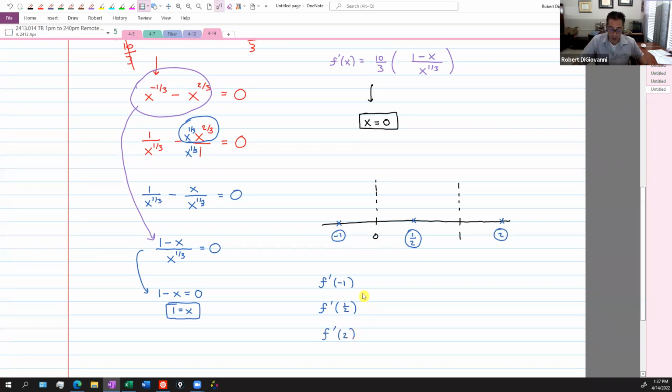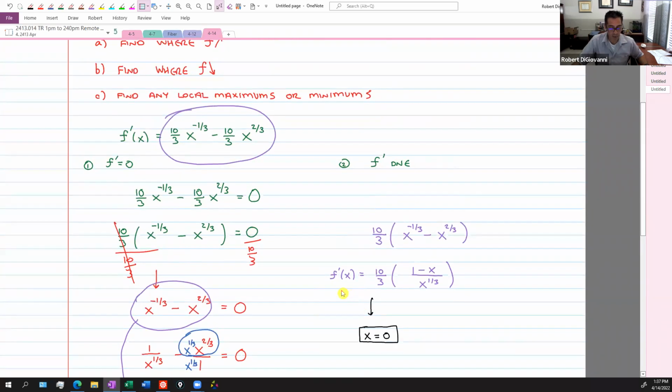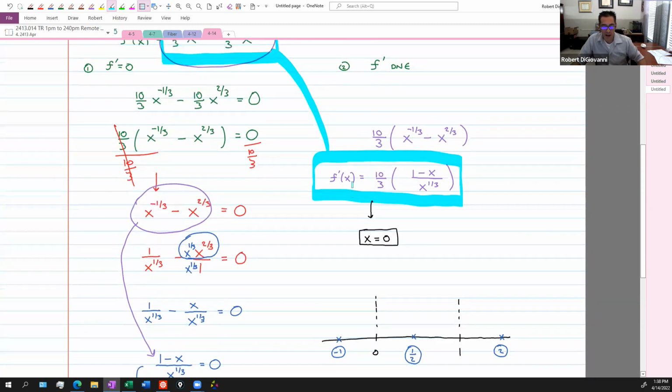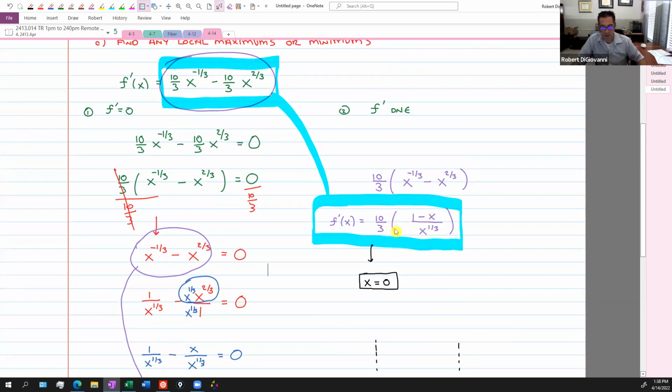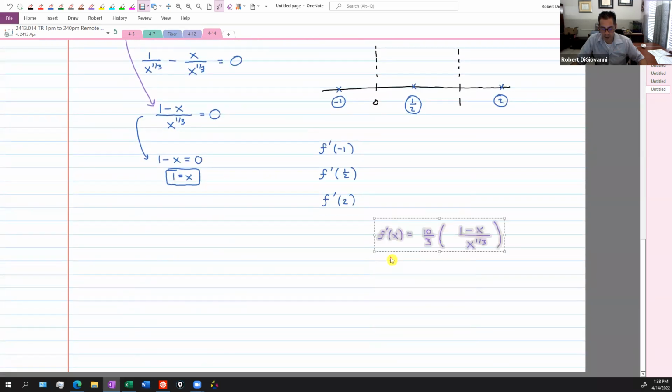Now, when I say plug these into the derivative, you've got to go back to the derivative, which we have a couple of versions of. I have this version of the derivative, right? That was the original version. But I also cleaned it up and made that version as well. I kind of like the second version over here because it would be easy for me to plug a number into this without having a negative exponent like here. So I'm going to choose to use this as my derivative. Just going to put it down here so we can see it.